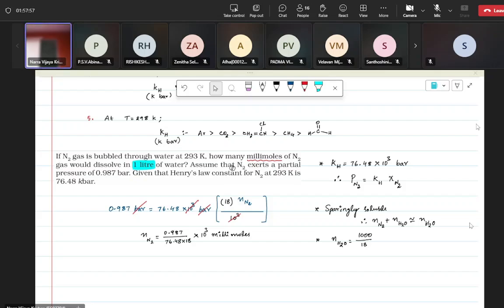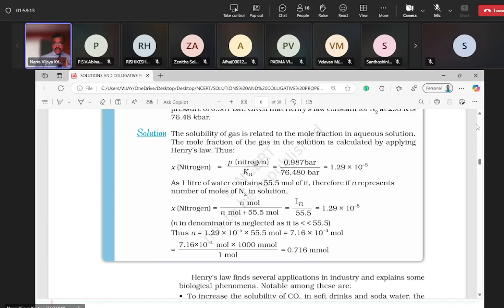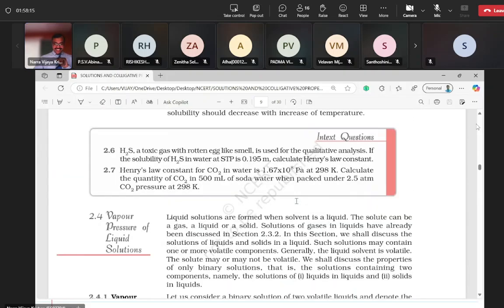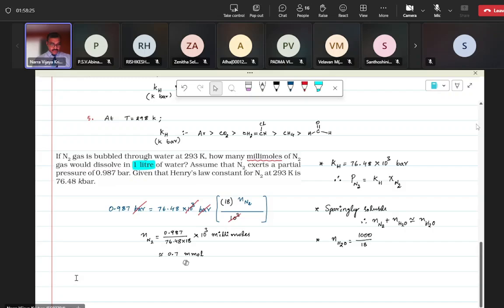What is the answer? So what is the answer? Say something. 0.7 approximately millimole. Over. Shall we solve one more? Don't expect any bribe. I won't give it, so don't even expect it. Solve.